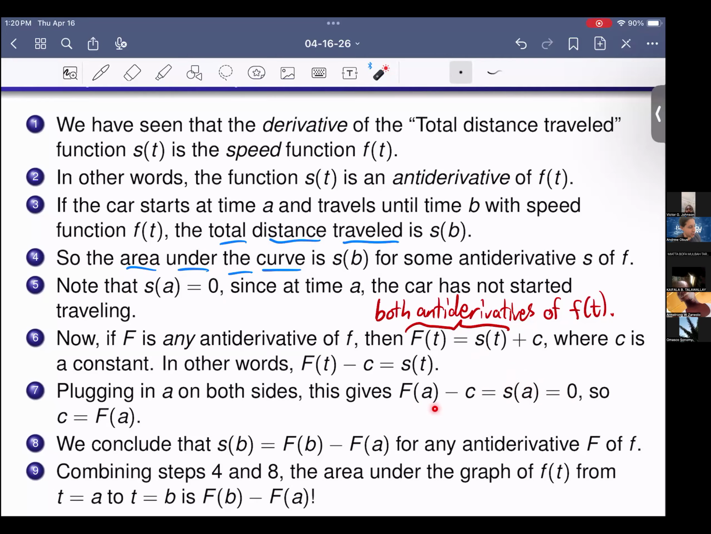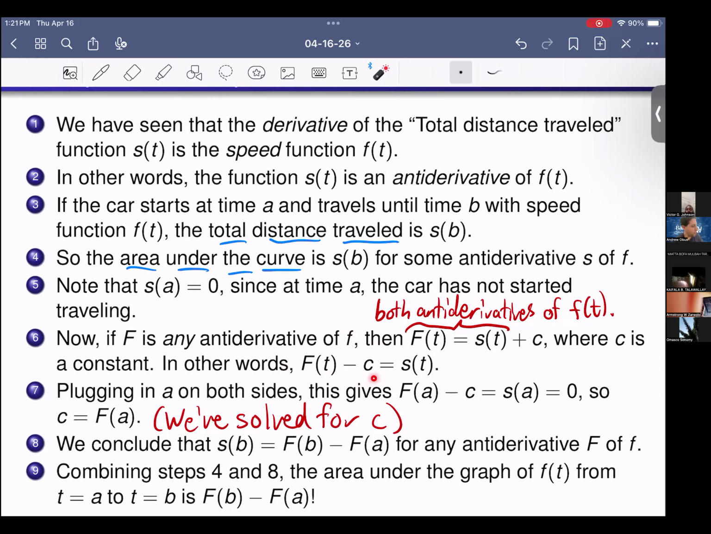So this tells us that F of A minus C is equal to 0, and that allows us to solve for C, right? If F of A minus C equals 0, that means that C equals F of A. So I'm going to write a comment here. I'm going to say we've solved for C. It's going to be equal to F of A. Okay, so now what happens here?